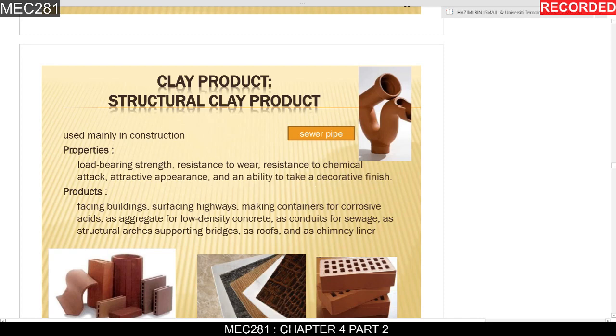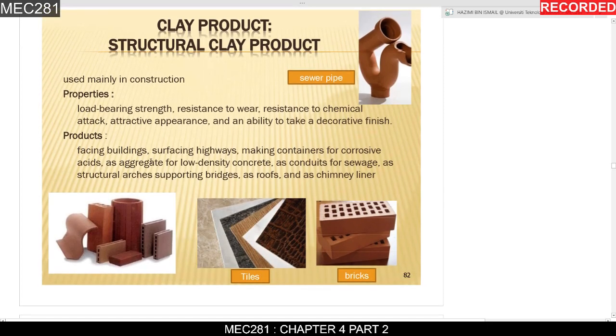Okay, ni properties ni paling cantik untuk buat rumah, because of our house to be built to sustain a long time, so to withstand the extreme weather, ribut petir apa semua. So cantik lah dia, resistance to wear, dia boleh tahan lama, susah nak musnah dari segi masa tu. And then resistant to chemical attack, kalau asid-asid ke apa semua, kurang lah dia punya effect.